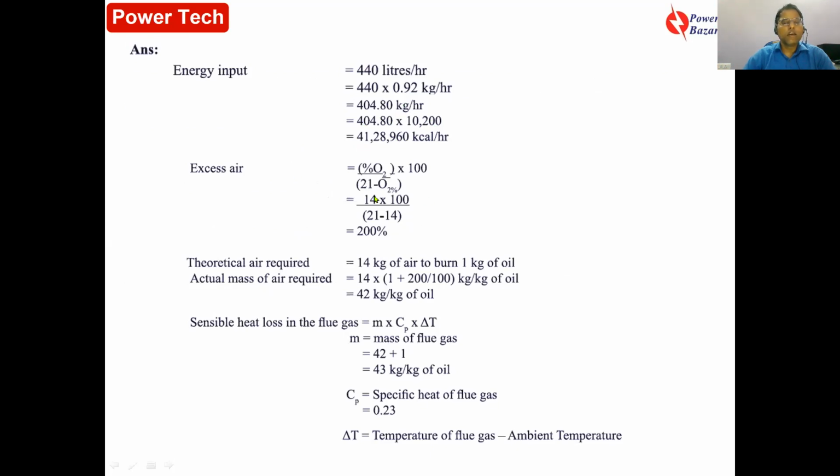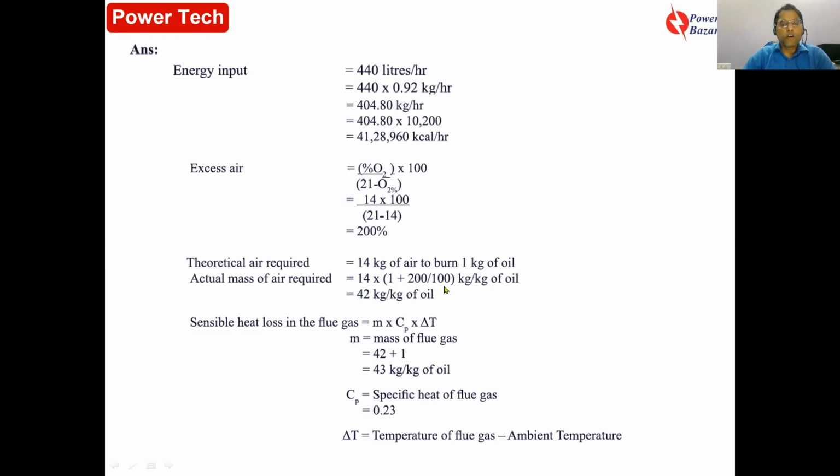O2 is given as 14. So what is the excess air formula? O2 by 21 minus O2. So it becomes 200%. That means it is supplying 200% of excess air into the furnace. But what is the theoretical air requirement? You know, 14 kg of air is required for 1 kg of oil. So actually, how much air is being supplied? It is not 14 kg. It is almost 200% above 14 kg. So 14 into 1 plus 200%, that means almost 42 kg of air is supplied per kg of oil, because it is 200% higher.